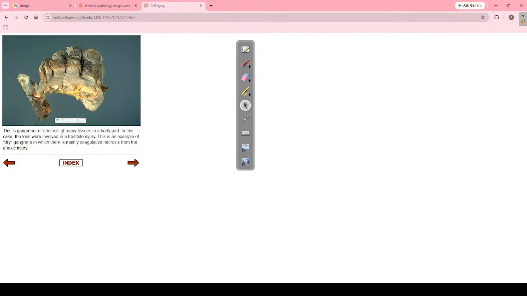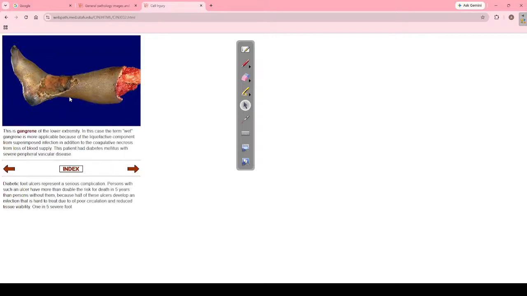So gangrene is necrosis of many tissues in a body part. As in this case, this is gangrene of the toes in a diabetic, most probably. Dry gangrene is mainly coagulative necrosis. There is a loss of nerve supply, and as in a frostbite injury there is a loss of blood supply also, and it will become gangrenous and it will fall off.